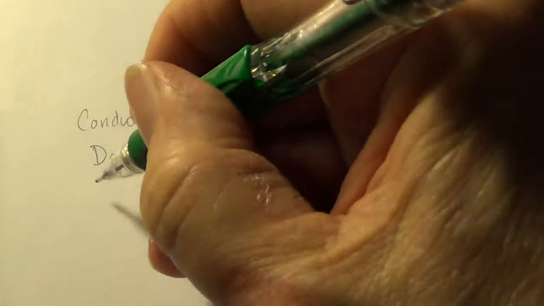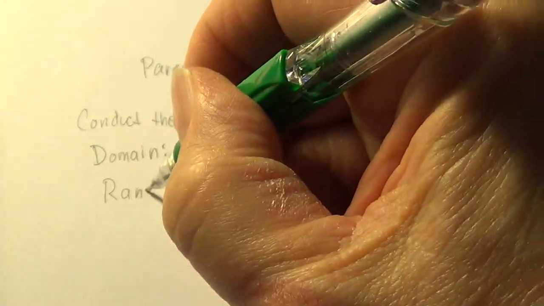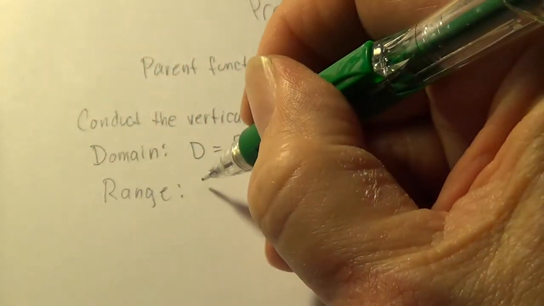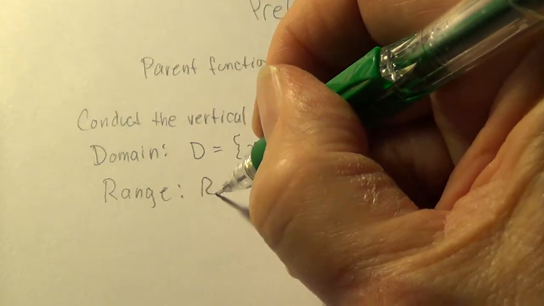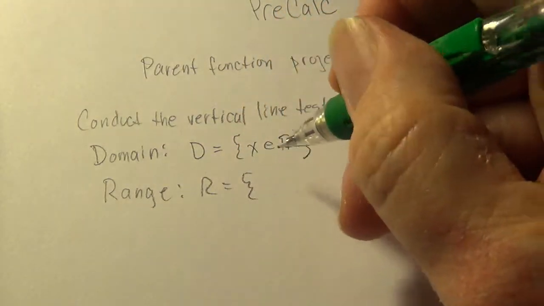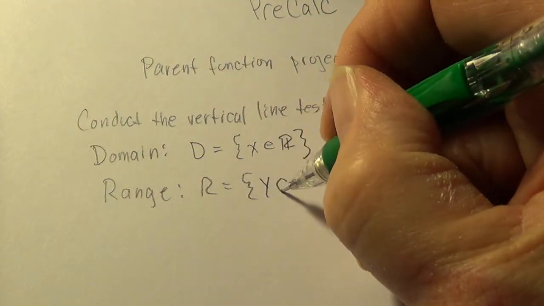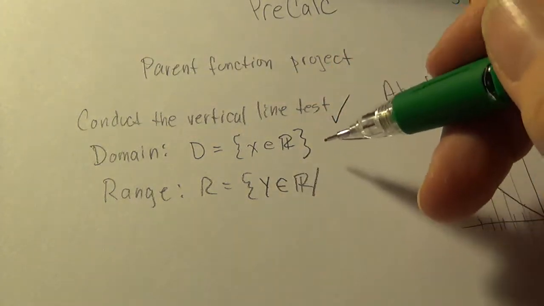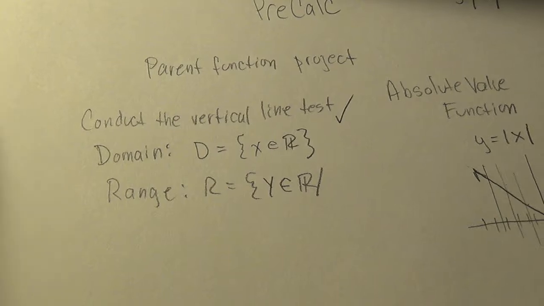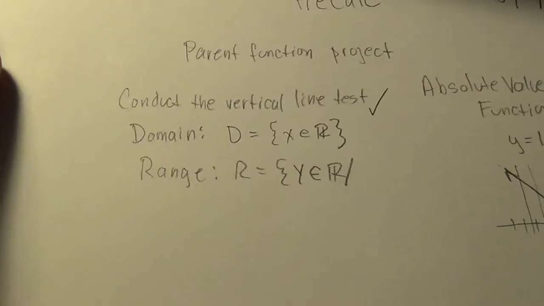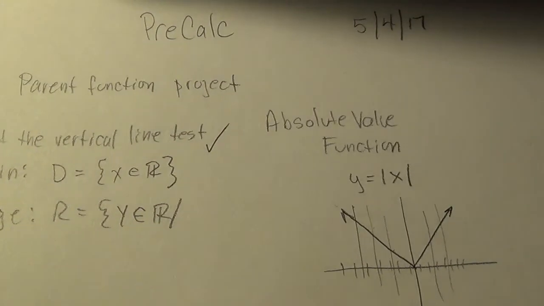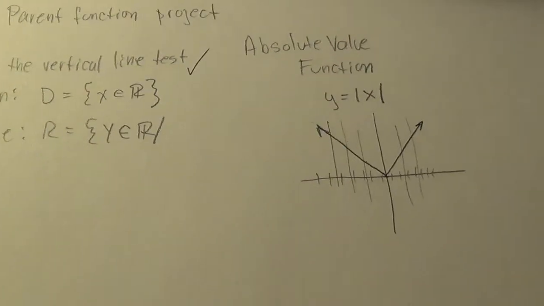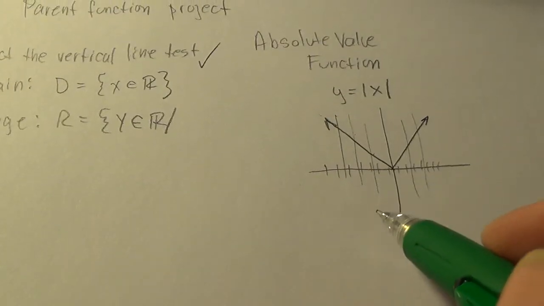Alright, the range is going to look at values for y. So we're going to say the range equals, open brace, y is an element of the reals. That tells the reader that we're not looking at imaginaries, we're in the real system. And what values for y will be involved in this graph?